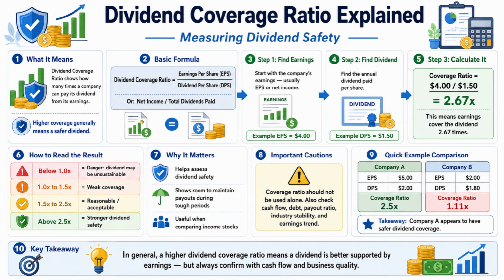For example, Company A has EPS of $5 and DPS of $2, giving a coverage ratio of 2.5 times. On the other hand, Company B has EPS of $2 and DPS of $1.80, giving a coverage ratio of only 1.11 times. Therefore, Company A appears to have safer dividend coverage.